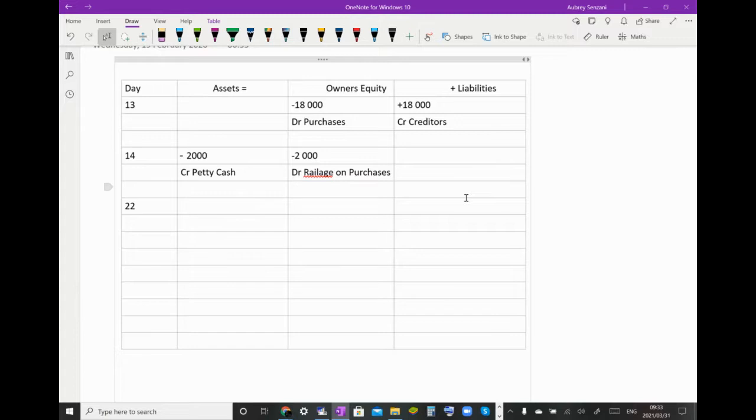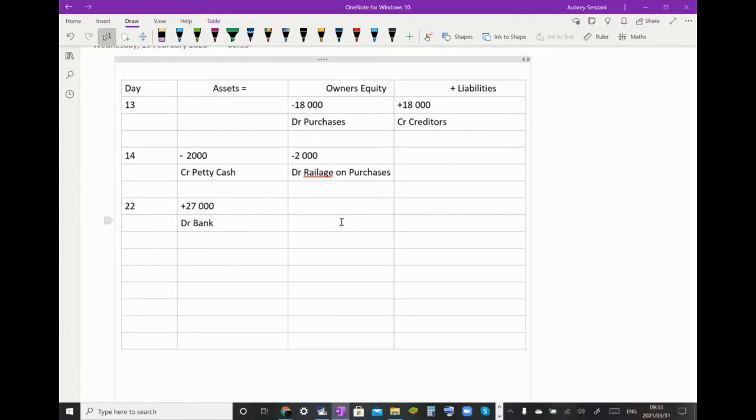Then the last transaction on the 22nd said sold all the inventory purchased on the 13th for 27,000 cash. Interesting. So we sold it for cash. Therefore, we know that bank is involved, and we're going to debit bank because we're receiving money. It's an asset that's increasing. So here we're going to say plus 27,000. I seem to always put an extra zero. I like money too much.